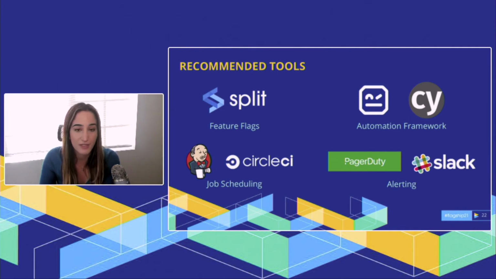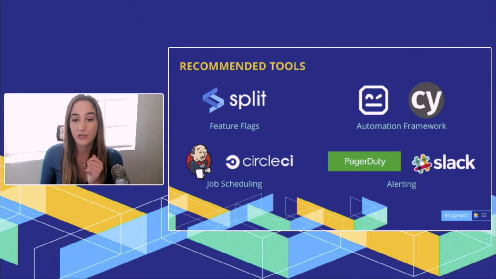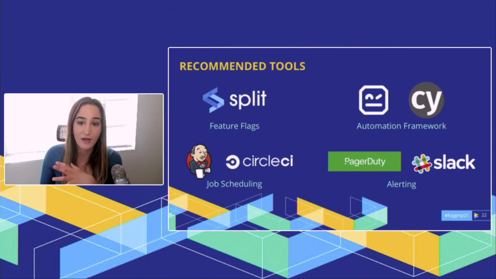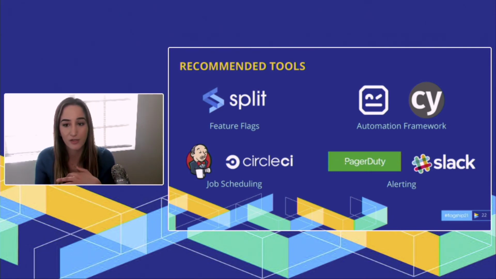So for feature flags, obviously, I use Split, and it's what I've used that I recommend. For your automation framework, Robot Framework is amazing. Also Cypress I've used. You can also use Protractor for Angular applications. And then for job scheduling, you can use Jenkins, Circle CI, Travis, Maven. They're pretty much all the same. And then for alerting, there's PagerDuty, Slack. You can configure this to say like your most important critical business flows. If those fail, you need to be alerted through PagerDuty. And then if a less critical test fails, you can set that up through Slack.